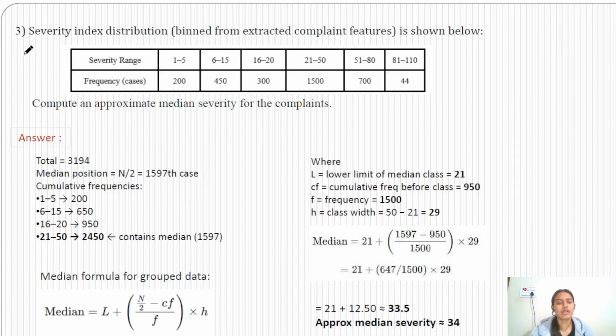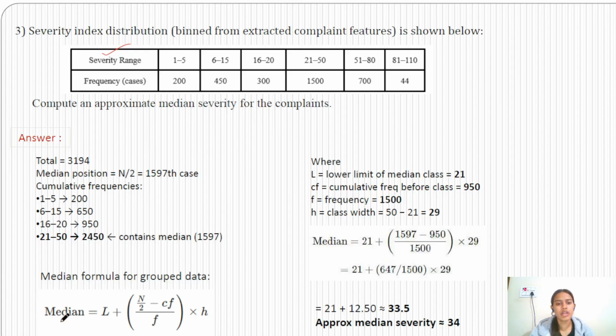We have a third question. Severity index distribution binned from extracted coupling features is shown below. So this is the range we have given and these are the frequency classes. What we have to compute? We have to compute an approximate median severity for the complaint.